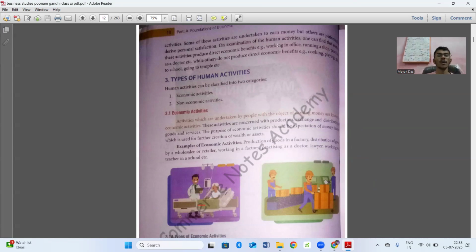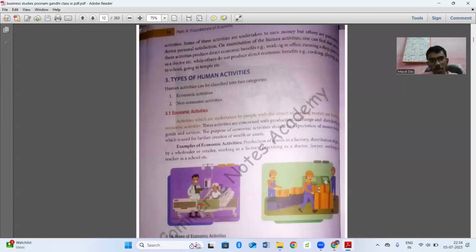Yes. See, here what has been told is that we do multiple activities in our daily life to earn money, and to satisfy our personal needs. If you can see, we work in office to earn our living. On examination of human activities, one can find that some of these activities produce direct economic benefits. Example, running a shop. Yes, running a shop is also a business.